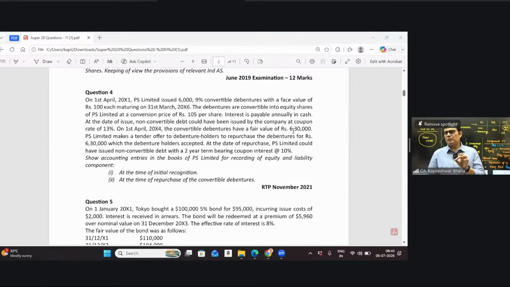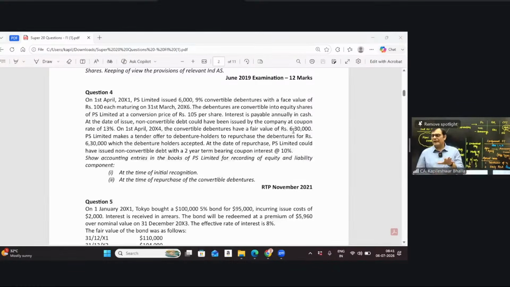Now, let me put the next question. On the date of repurchase, are you going to consider 6,30,000, the repurchase price, as the proceeds? Yes, of course. And then you will segregate the financial liability and the equity using which rate? 630 becomes the proceeds, and then you consider the remaining interest for 2 years and the principal and discount it at 10%. Then I think you know the drill.